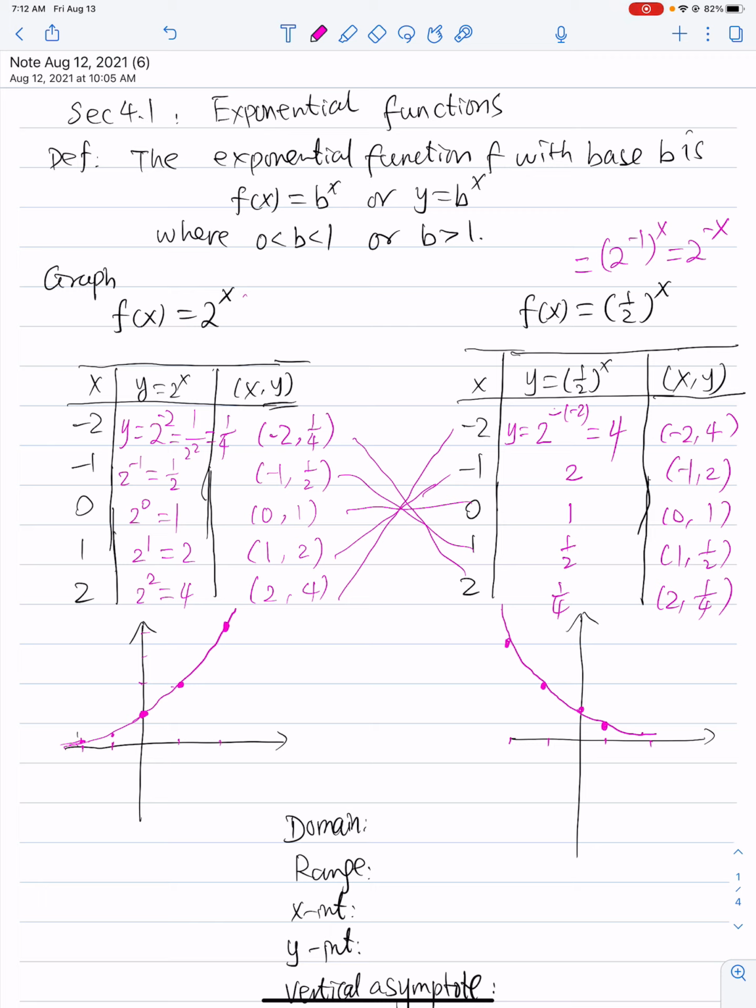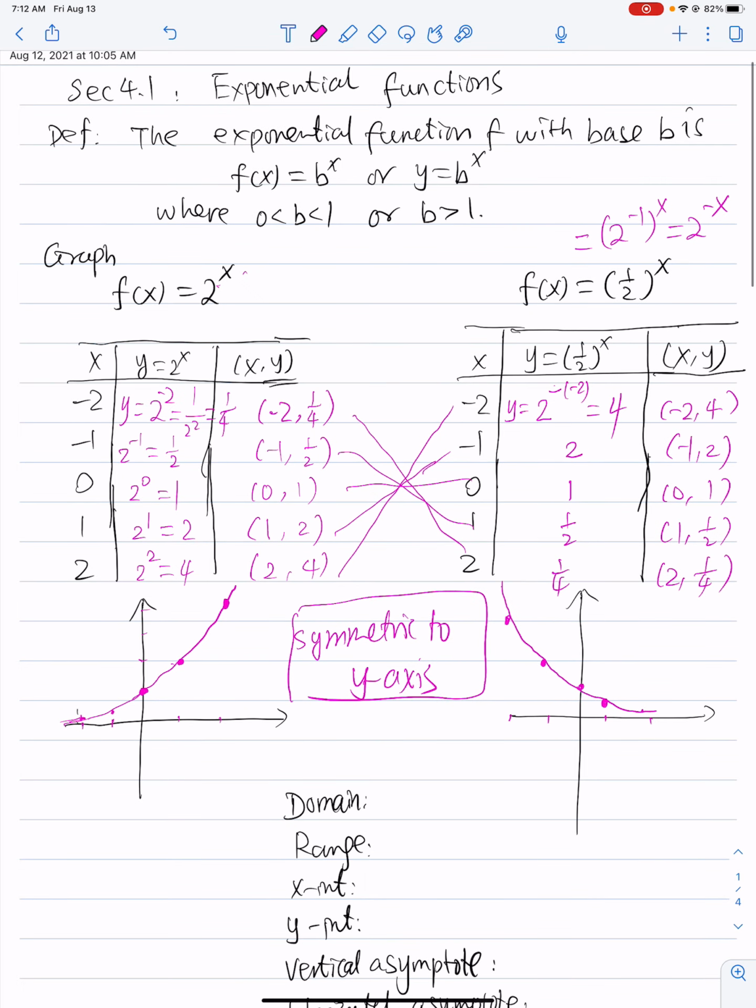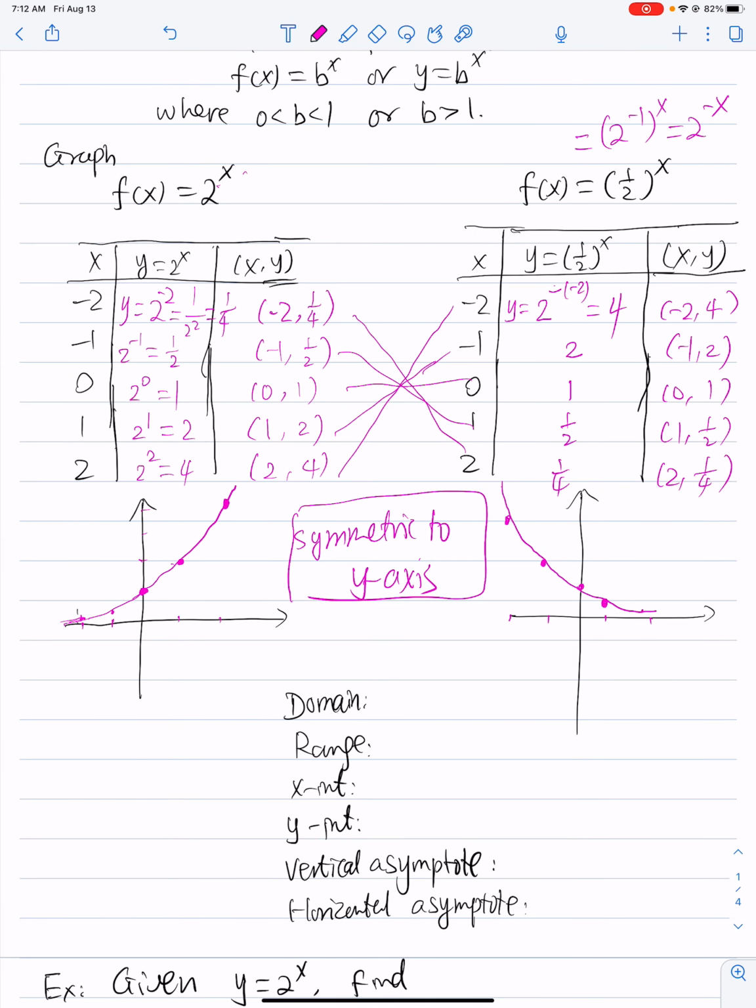Okay, so when you see the two pictures, what did you see? It's symmetric to the y-axis, because if you fold it on the y-axis, it will be this picture. So this is 2 to the x and 2 to the -x, symmetric to the y-axis here. So what will be the domain? Domain means x values. To the left it goes forever, to the right is forever. So -infinity to infinity.